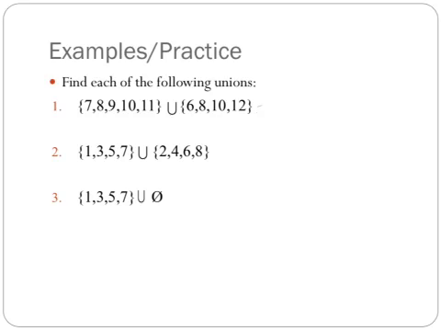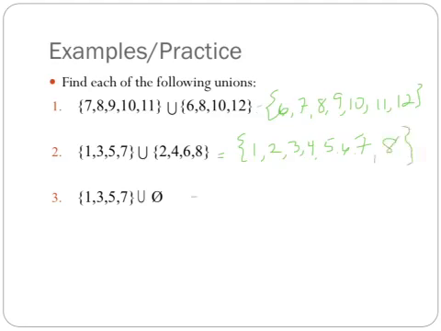So we have 6 is the lowest value, 7, 8, 9, 10, 11, 12. Here we have 1, 2, 3, 4, 5, 6, 7, 8. Nice. And this one we have 1, 3, 5, 7 because it's the set union the empty set. So there's no elements in the empty set, therefore giving us 1, 3, 5, and 7.